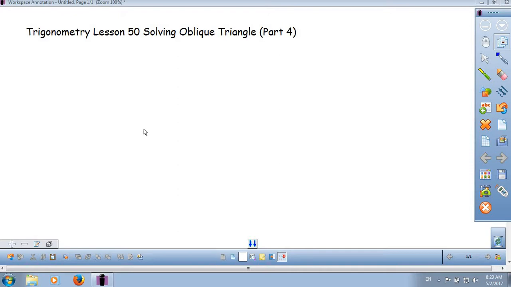Now there are two more cases that we will need to deal with, but we will not be able to use the law of sines to approach them. The other two cases are when we're given two sides and the angle included between them, which is the side-angle-side case, and when we're given three sides. Those situations require us to use the law of cosines. Alright, so let's talk about the law of cosines today.